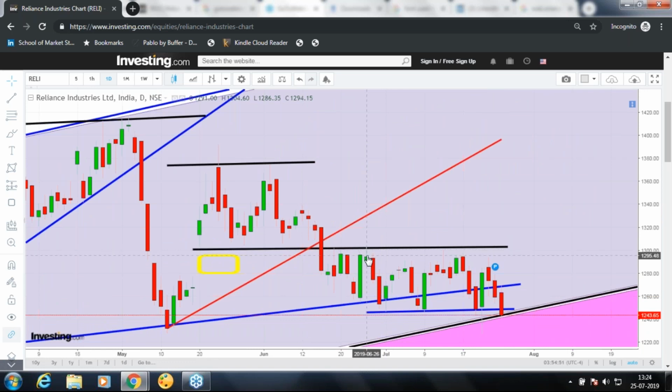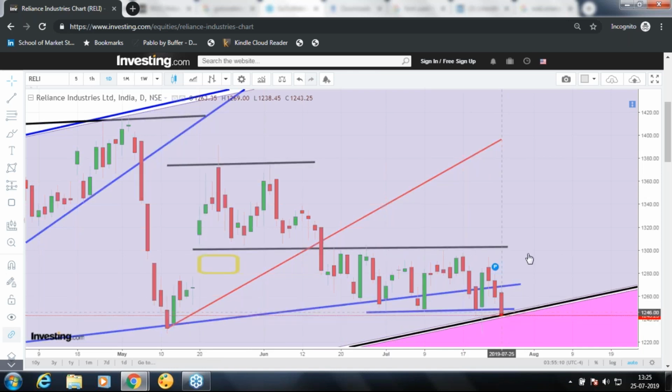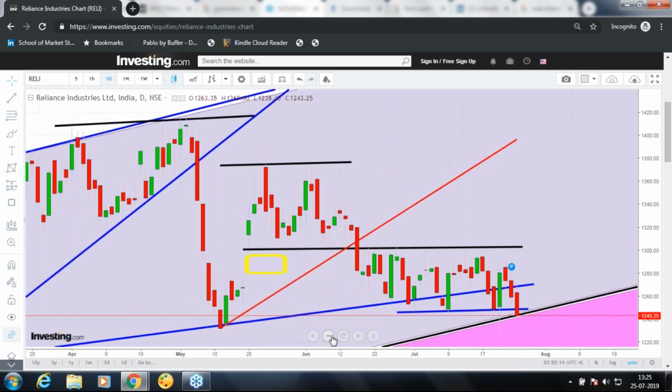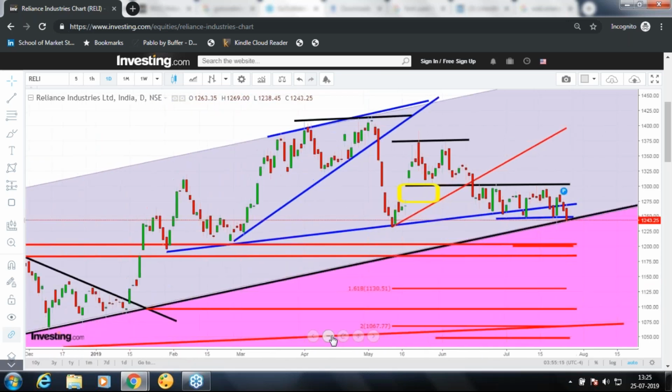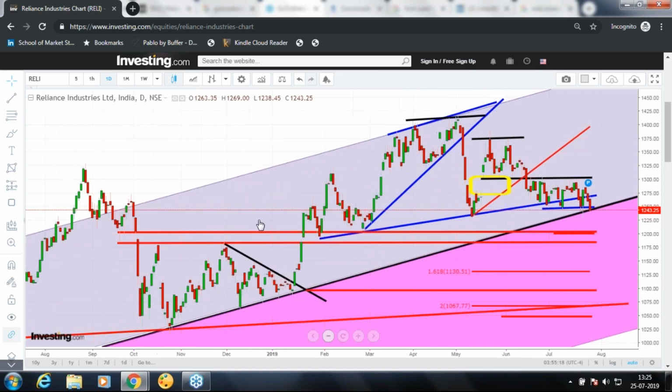Okay, so 1300, 1290 has, along with this line, served as a very strong supply line. And here you can see we are virtually sitting on a precipice, the breakdown of which has already happened. But if we get some volume play into this, then it would have been lovely. But before we integrate volumes, look at the various levels that we have drawn.